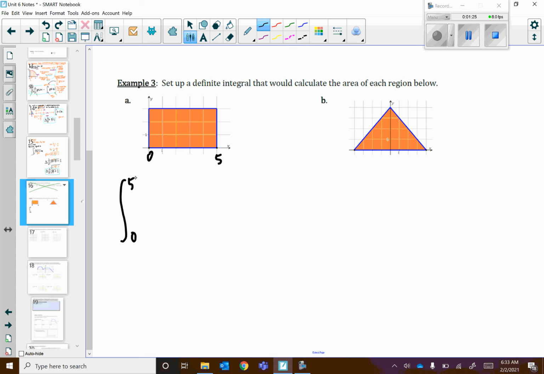I have my bounds. And the question is, what is my function here? And it's this line, which is the line y equals 3. So my f of x, we could say, is also just 3. This is the integral from 0 to 5 of 3 with respect to x. And in this case, you guys can find this area, right? A rectangle with a base of 5 and a height of 3 would have an area of 15.